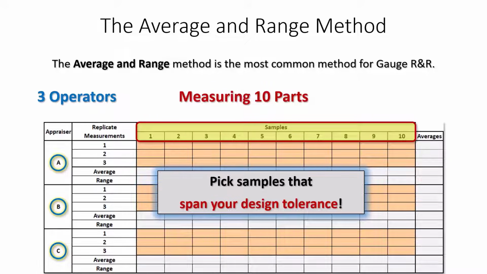And I'll come back to this point when we talk about part-to-part variation and making conclusions and explain why this is so important. But just know for now that when you pick these samples, you should pick 10 parts that span your entire design tolerance.